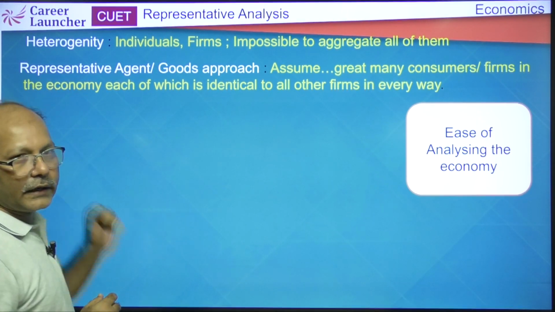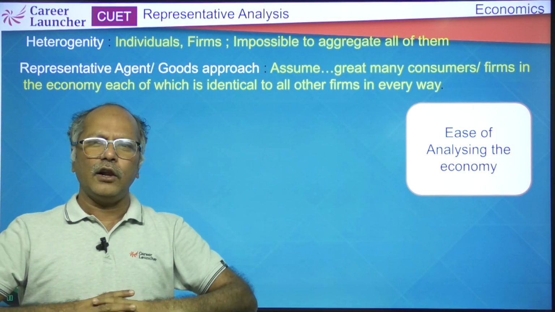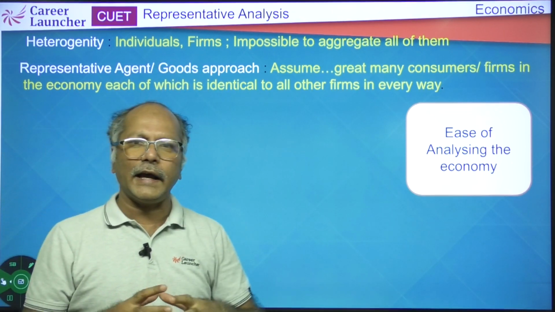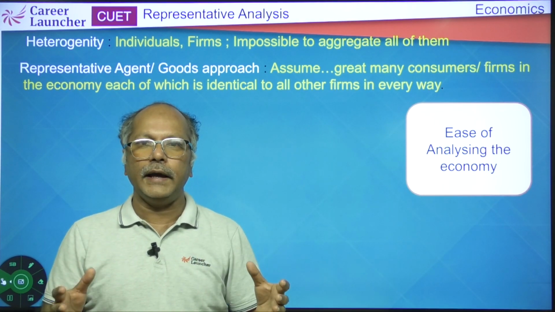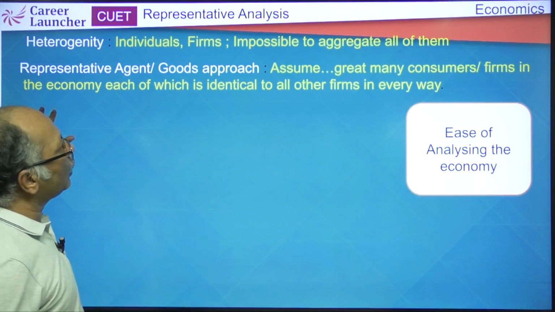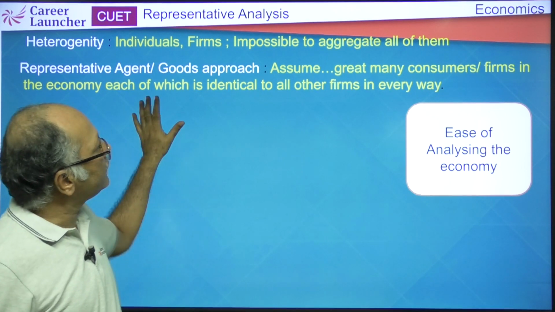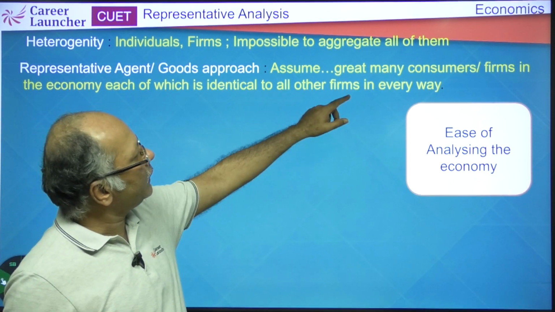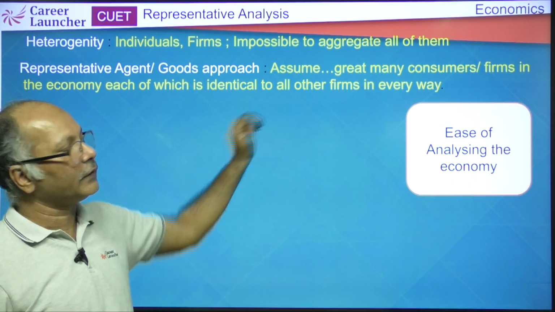If you actually look at any economy, there's a huge amount of heterogeneity. Heterogeneity means a lot of differences at the individual level, at the firm level. It is practically impossible to aggregate how each person behaves and put them together as one picture. So we look at a concept called the representative agent. When we talk about a representative agent, imagine a great number of consumers and firms in the economy, each of which is identical to the others.